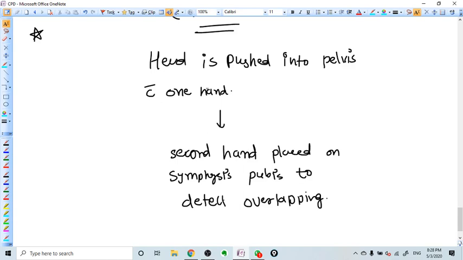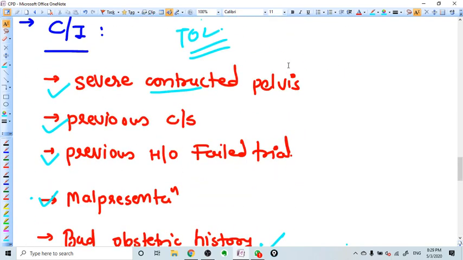Our second hand is on the symphysis pubis to know whether the baby's head is really going inside the pelvis well, or it is overlapping the symphysis pubis. That means the baby's head is not going well into the inlet. So we try to rule out here, but it's not a very accurate method, but still we try to do it. It's all about CPD. Thank you, friends.